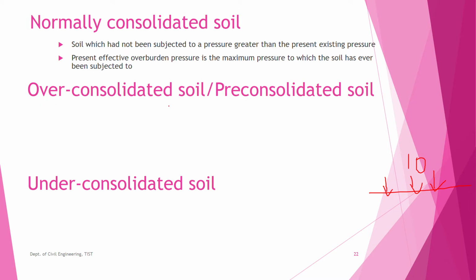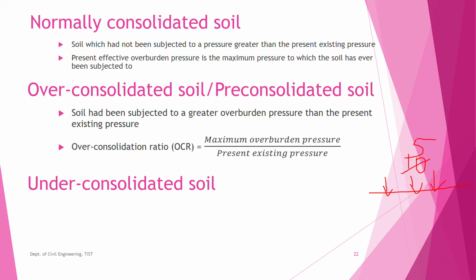Now what do you mean by over consolidated soil? Now what I do is, from the soil I remove 5 kilonewton per meter square. So what will be the value now? From this 10 I take away 5, so the remaining is 5 kilonewton per meter square. In this case, what is the maximum pressure to which the soil is subjected? The maximum pressure is 10, but the current pressure is less than the maximum pressure. Then that type of soil is known as over consolidated soil or preconsolidated soil.